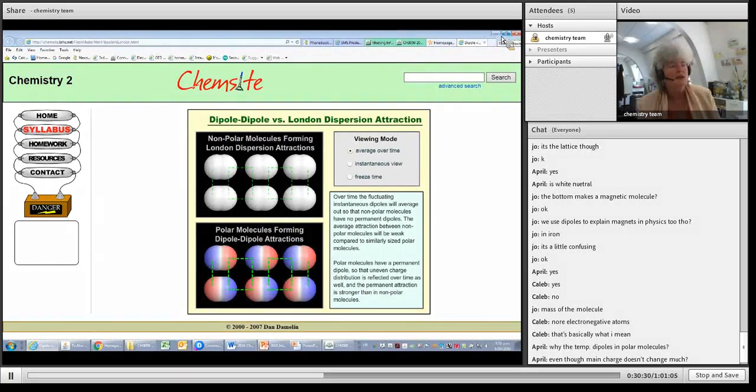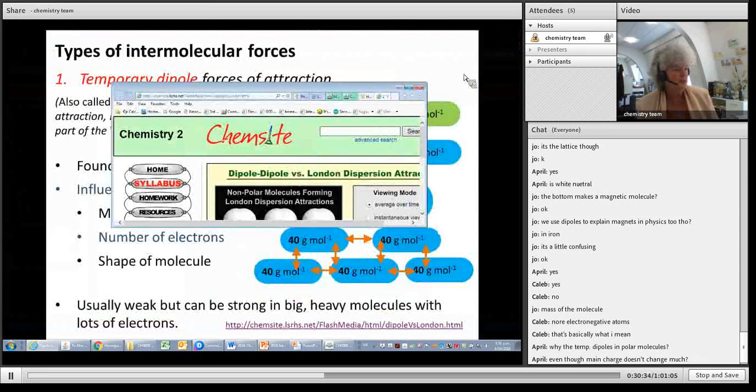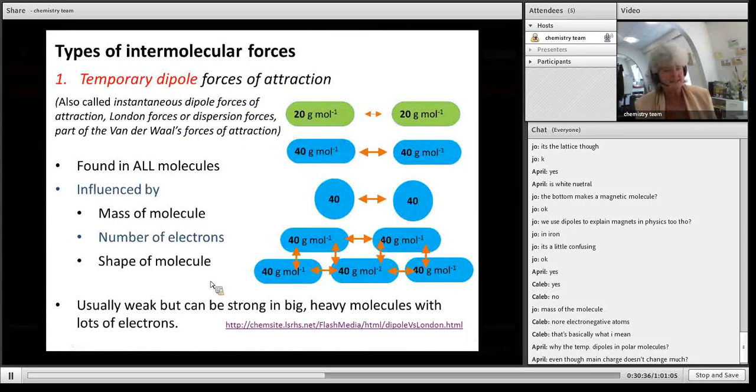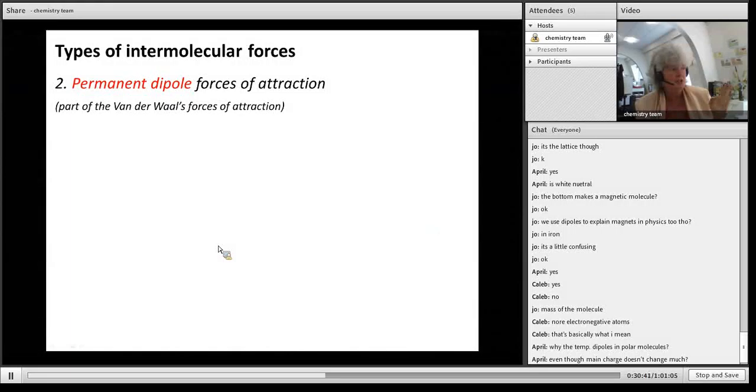Right, just getting back to this one now. So that's the temporary, and we've actually already talked about the permanent force of attraction. This you only get in polar molecules. The previous one, temporary, you get in everything, and the permanent you only get in polar molecules.